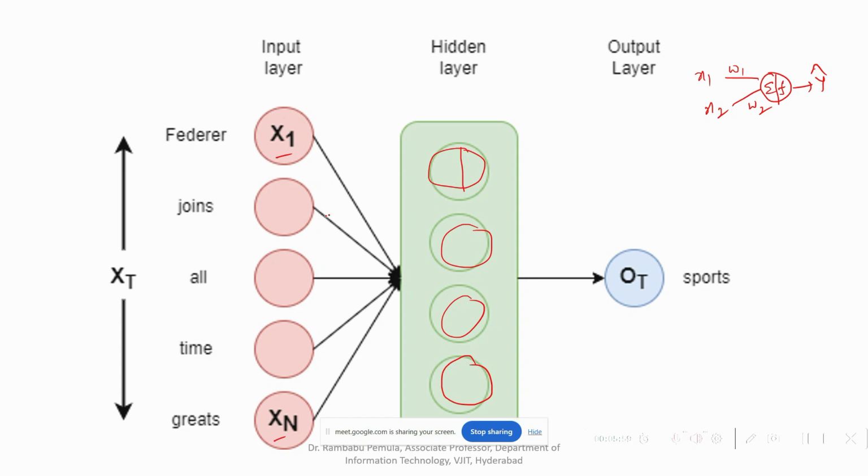all these n inputs to our hidden layer, and each hidden layer performs the sigma operation, then the activation function. Based on that, we are going to predict the corresponding output.